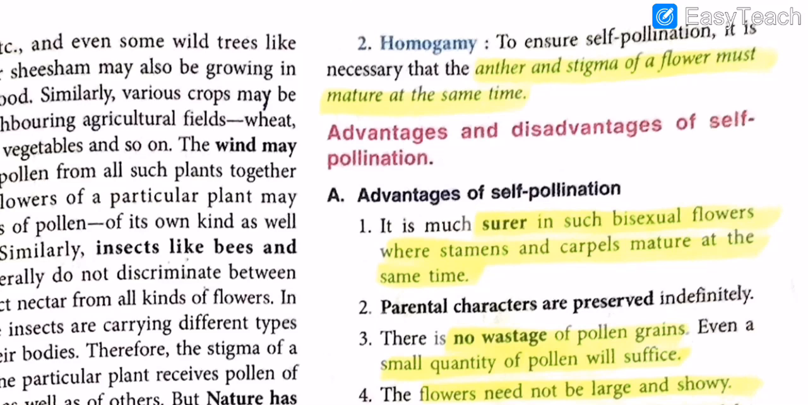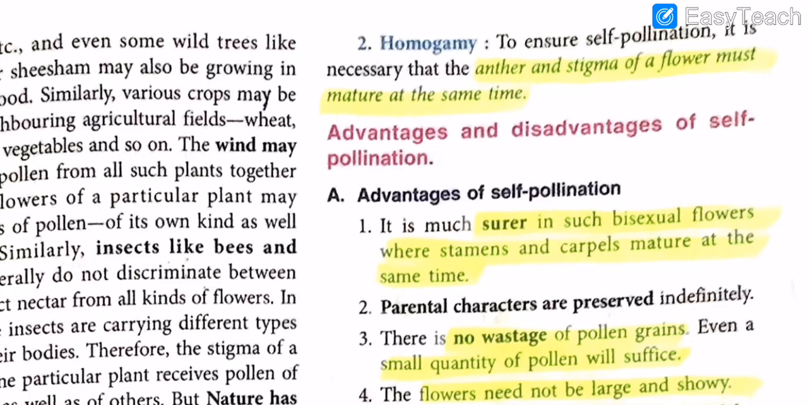Now, all of the above advantages mean great economy on the part of the plant. A lot of nutrient material which would otherwise be used in the production of pollen, nectar, scent, enlarged petals, etc. is saved, right? Because we know that nowadays we have a lot of artificial things like artificial scent, artificial pollen, artificial nectar, all of that. So we don't need all of that, and it's great economy on the part of the plant.